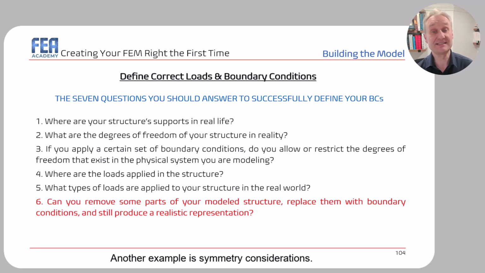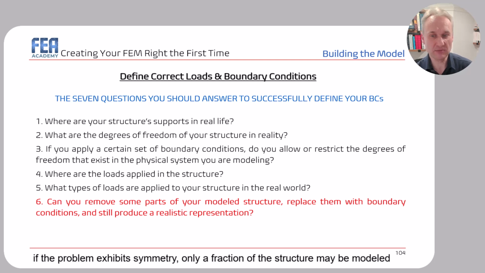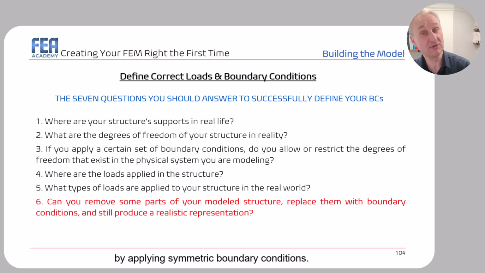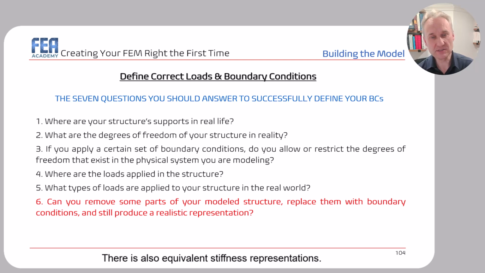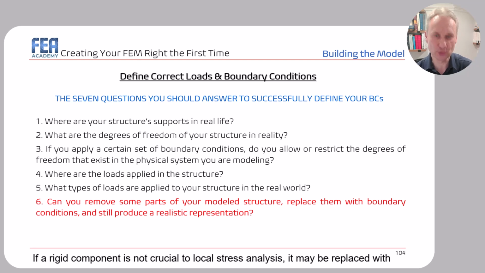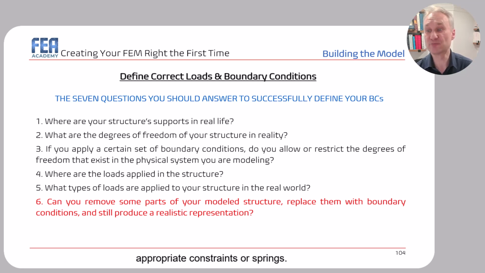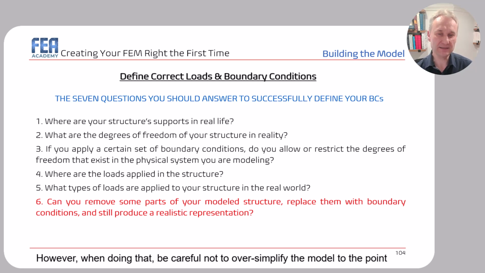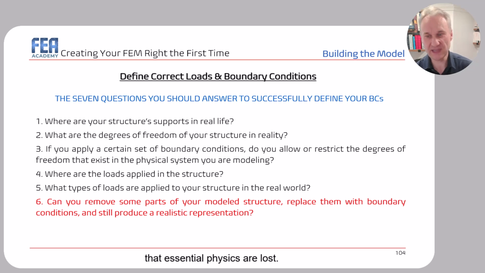Another example is symmetry considerations. If the problem exhibits symmetry, only a fraction of the structure may be modeled by applying symmetric boundary conditions. There is also equivalent stiffness representations. If a rigid component is not crucial to local stress analysis, it may be replaced with appropriate constraints or springs. However, when doing that, be careful not to oversimplify the model to the point that essential physics are lost.